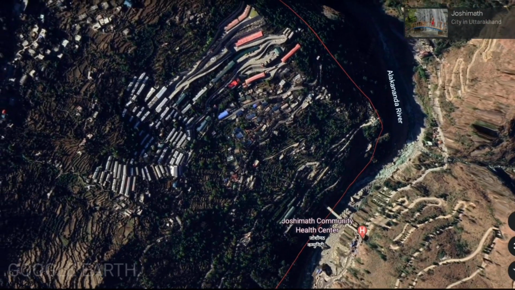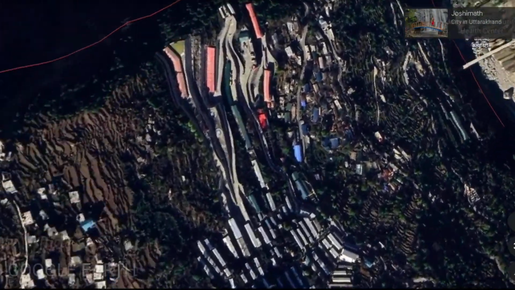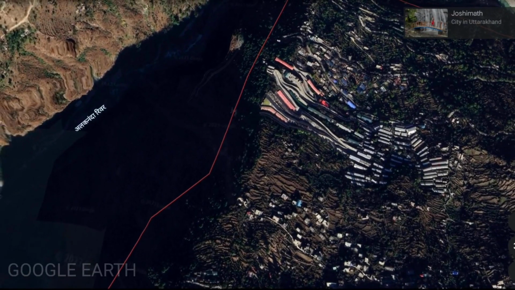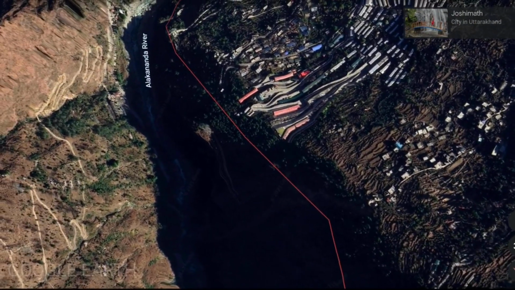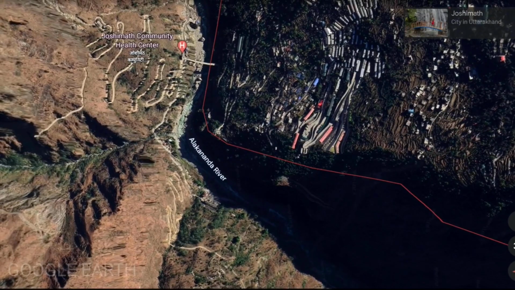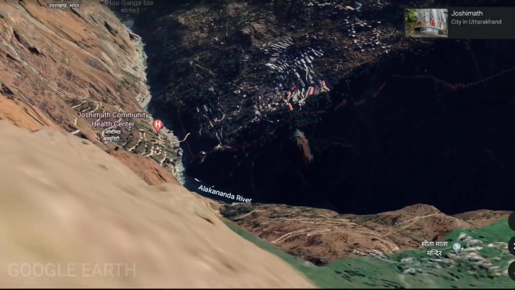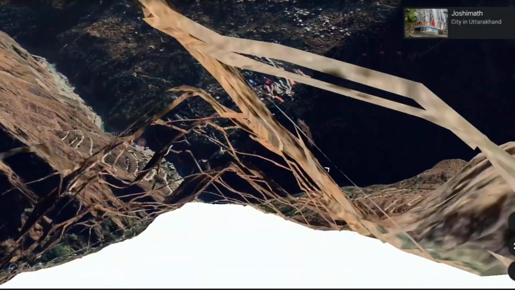What is the role of the NTPC? Locals have blamed the National Thermal Power Corporation's NTPC 520 megawatts Tapovan Vishnugad hydropower project, under construction in the area, for exacerbating Joshimath's land subsidence.